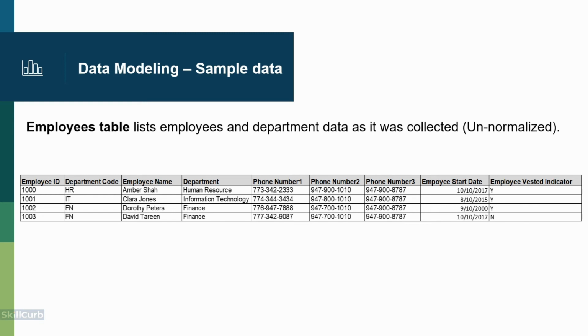We have an employee ID, which uniquely identifies an employee, and a department code that is unique for a department. We have employee name, department, three columns that have phone numbers in them, employee start date, and employee vested indicator. So that's the data that we are dealing with, and we have to take this table through the normalization process of first normal form up to the third normal form.